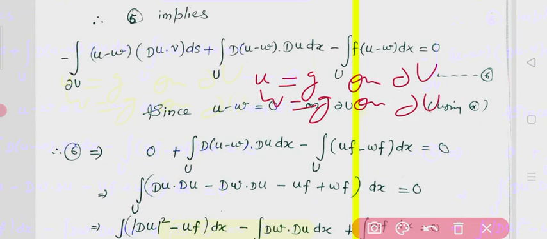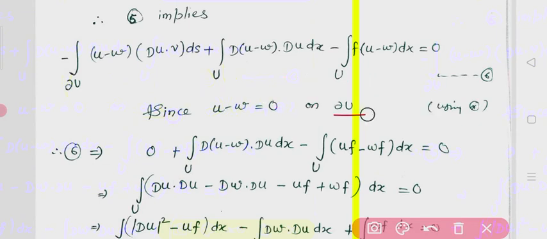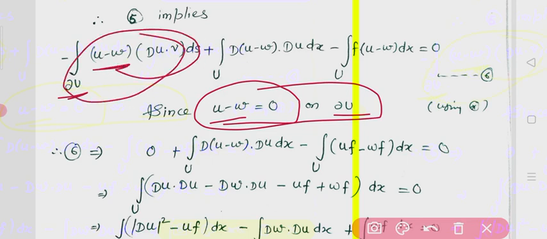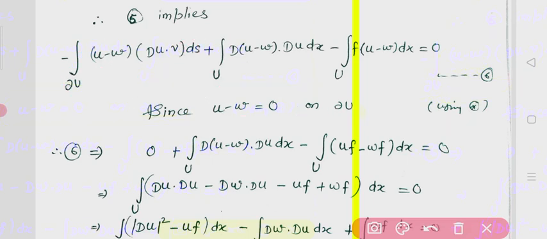So that means if I am talking about the boundary, then on the boundary this will be equal to g minus g, and that becomes 0. So u minus w is 0 on the boundary. So we are talking about the boundary, and this will be 0. So that means this part vanishes. When this part is removed, we are left with this one and this one equal to 0. This minus this will be equal to 0.